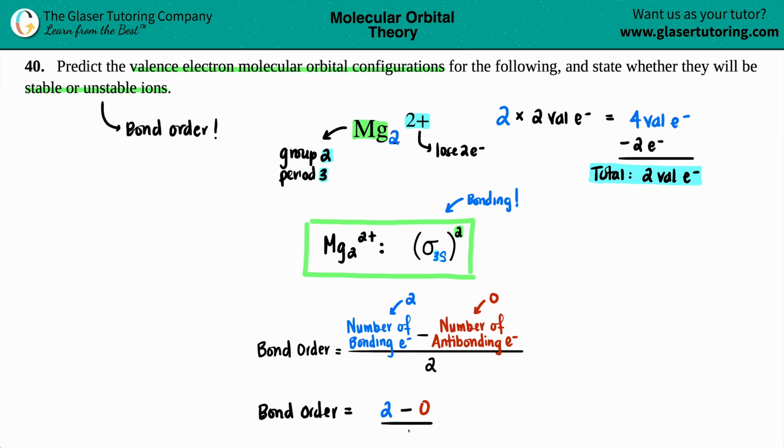Oh boy, what happened there? How did that, it was magic. Let me just pull this up. So 2 minus 0 is 2, right? 2 divided by 2 is 1.